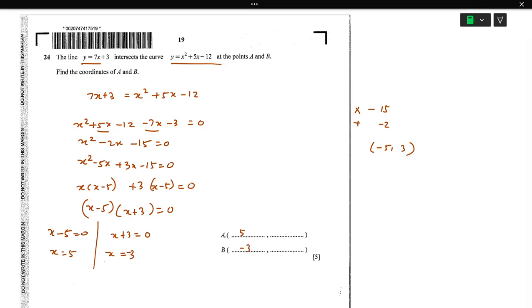Now we have to put these values in any one of the equations. I'll use y equal to 7x plus 3. When I put x equal to 5, 7 times 5 plus 3 is 35 plus 3, which is equal to 38. Next, x equal to negative 3. So y equal to 7 times negative 3 plus 3, which is negative 21 plus 3, which is negative 18. So negative 18 is the answer.